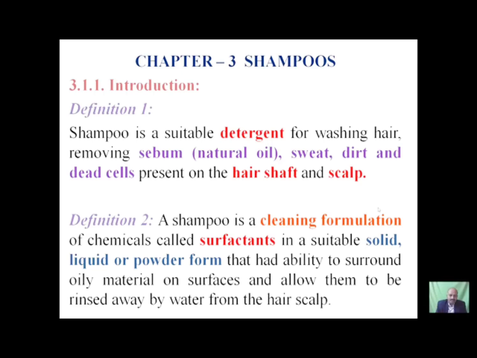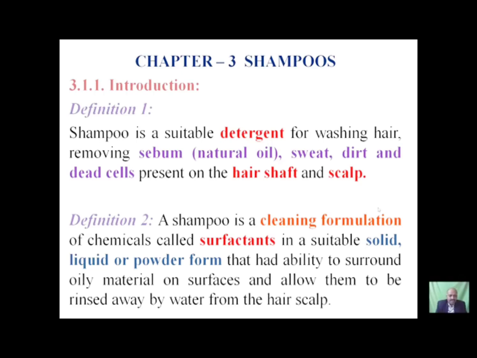So shampoo is a detergent for washing the hair, removing the sebum, that is natural oil secreted from the scalp, the pores. This is called the scalp, containing the pores. From these pores, the natural oil called sebum will be secreted, and also sweat. Because of physical activity, we'll get sweat. So this natural oil, sebum, and sweat mix with the dirt from the atmosphere, and also the dead cells present on the hair shaft and scalp. So the shampoo is meant to wash the hair, acting as a detergent. It removes the natural oil, sweat, dirt, and dead cells present on the hair shaft to make it clean. This is the definition of shampoo.